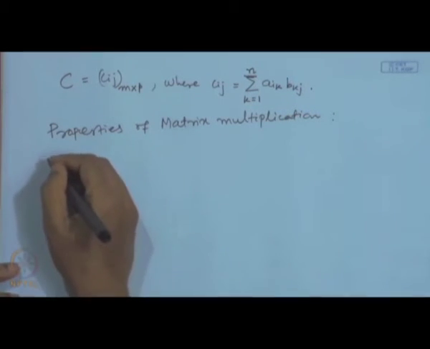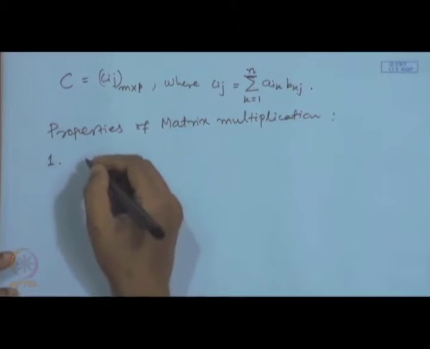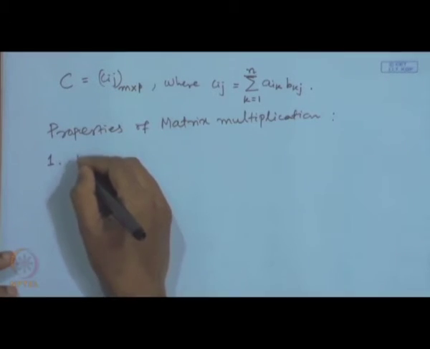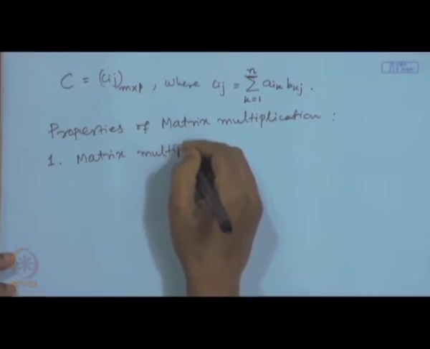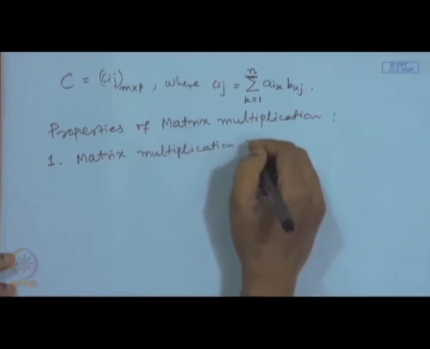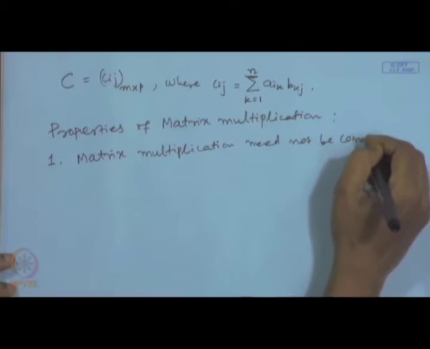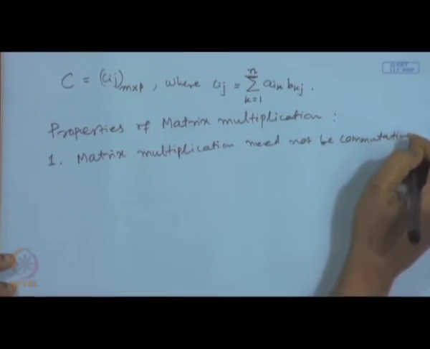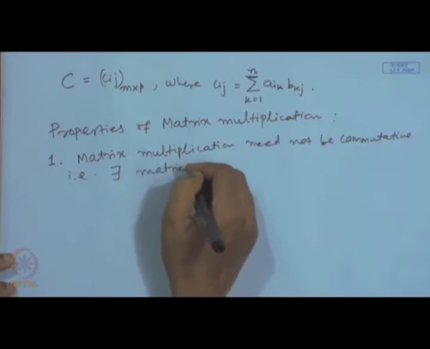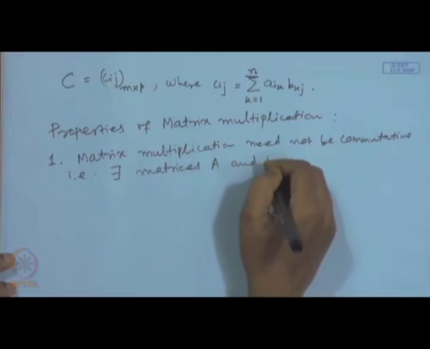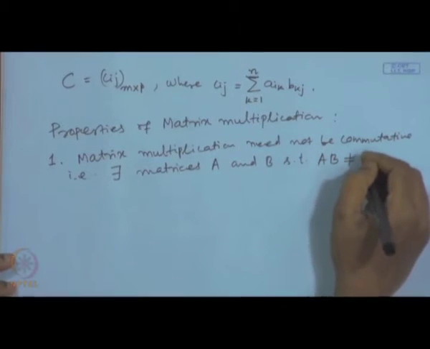One important property of matrix multiplication is that it need not be commutative, that is, there exist matrices A and B such that AB is not equal to BA.